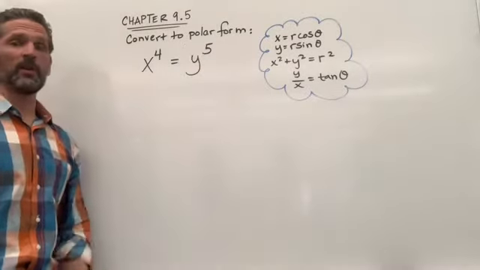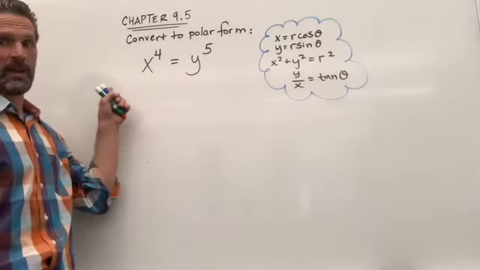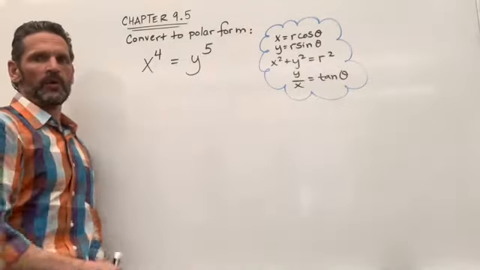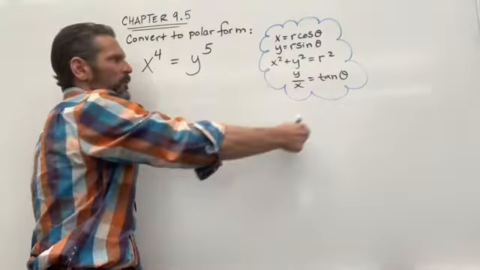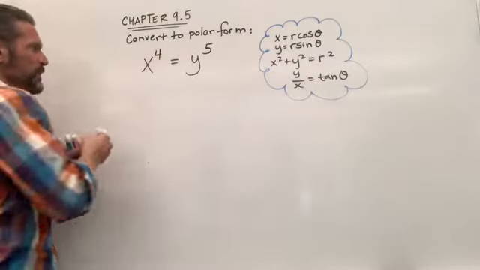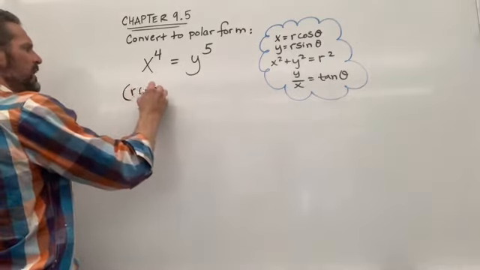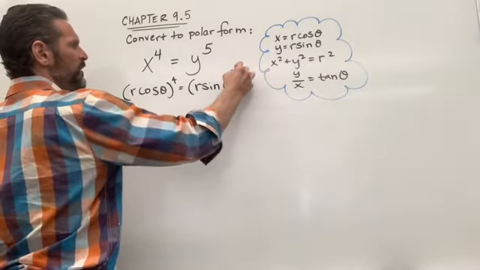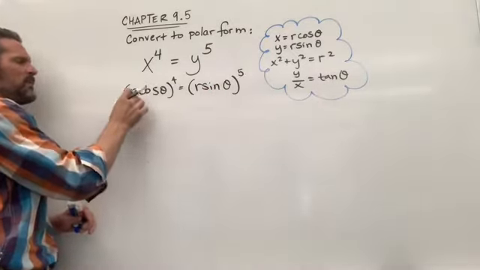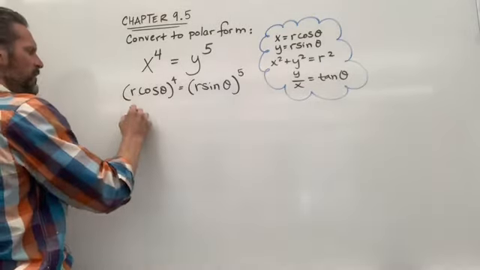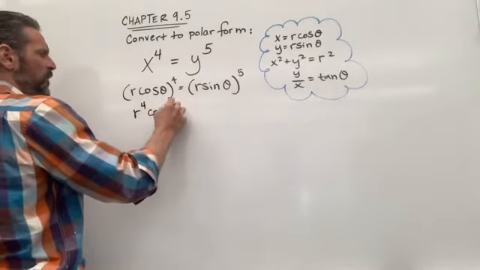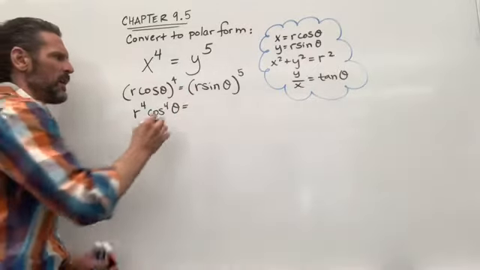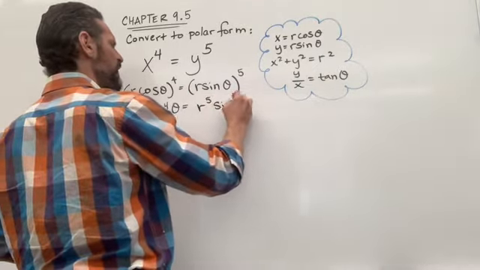Here again, we're asked to convert this into polar form, and we've been given a rectangular equation. So we've got our four important bridges that allow us to jump over the water between rectangular form and polar form. So let's make our substitution. We know that x is r cosine theta to the 4th power, and y is r sine theta to the 5th power. Now this is r times r times r times r times cosine times cosine times cosine times cosine, so this is r to the 4th cosine to the 4th theta. And here this is r to the 5th sine to the 5th theta.